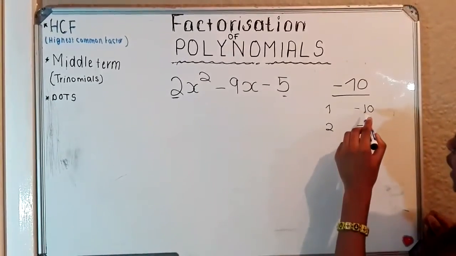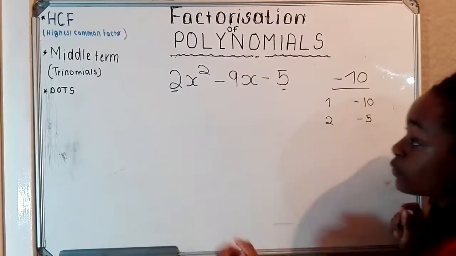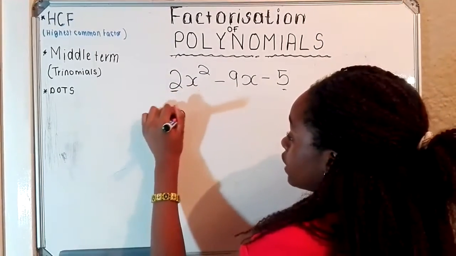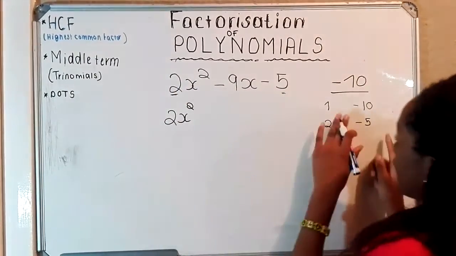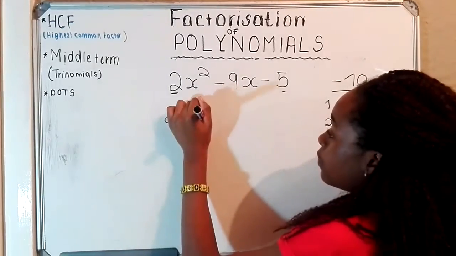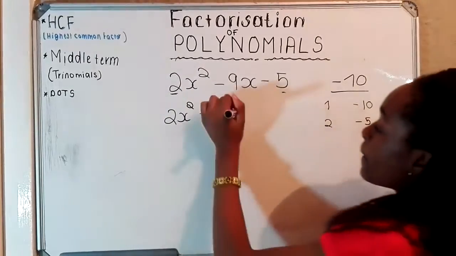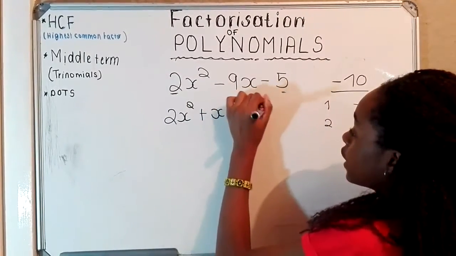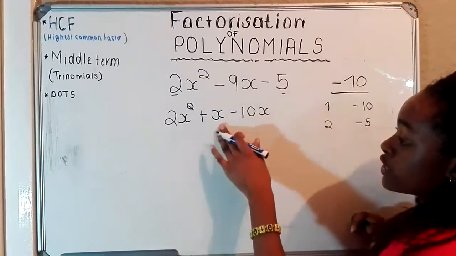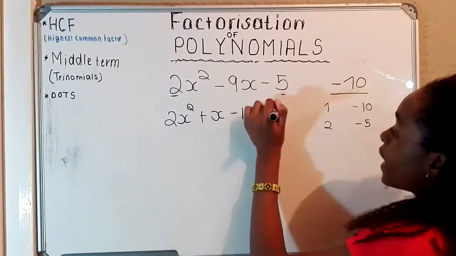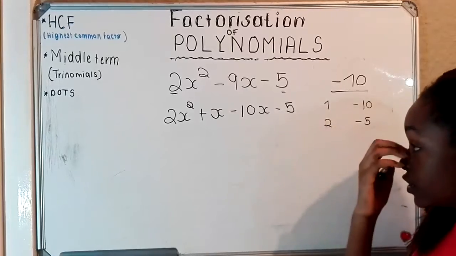So I noticed that if I say 1 plus negative 10, it will give me an answer of negative 9. So hence we can say 2x squared. We leave everything else, but we're changing negative 9x. I'll say plus 1x, which is just plus x, okay? Minus 10x, okay? So that is from the factors of negative 10. And it's the same as saying negative 9x minus 5, okay? So we're not done here. We still need to continue to factor it.